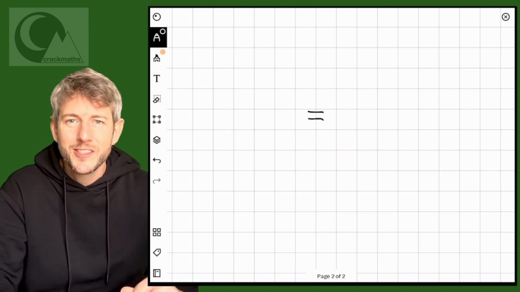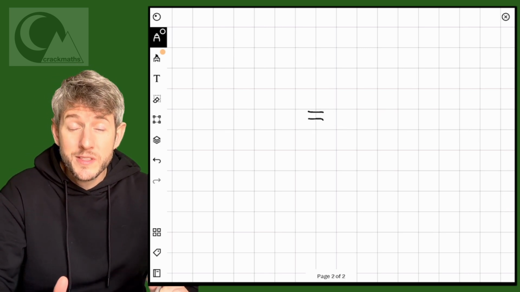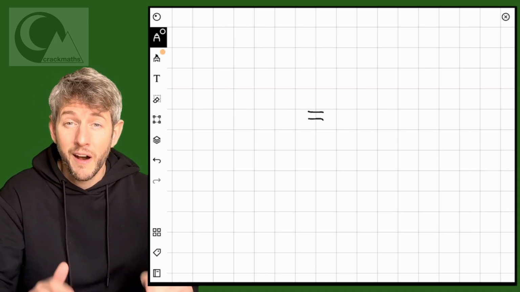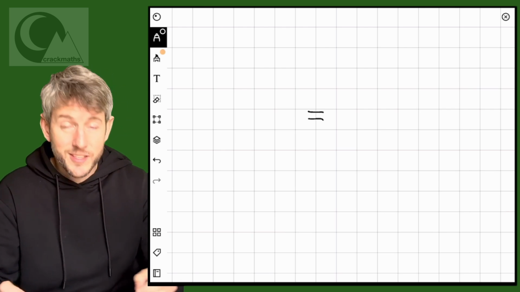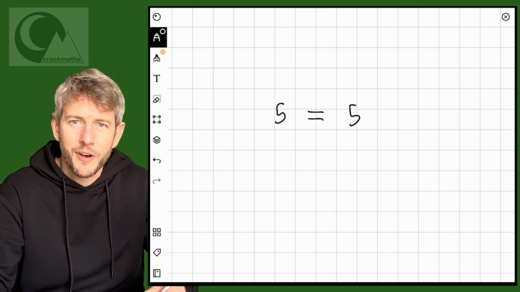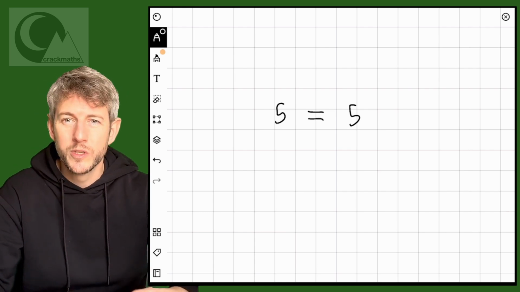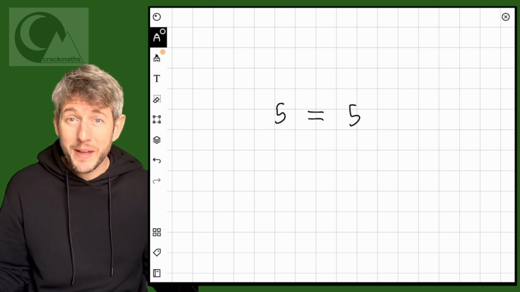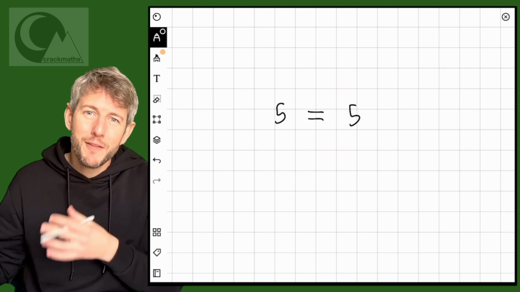equal sign. So here we have the equal sign and we use this when two values are exactly the same. Okay, so for example, we could write something like 5 equals 5. Okay, so we can see that on the board we have 5 equals 5, and that makes sense because 5 is 5.